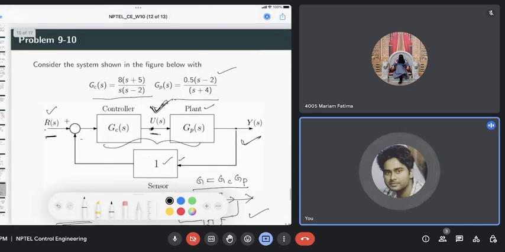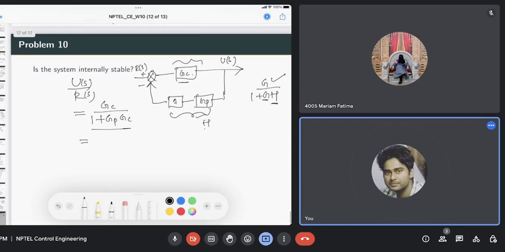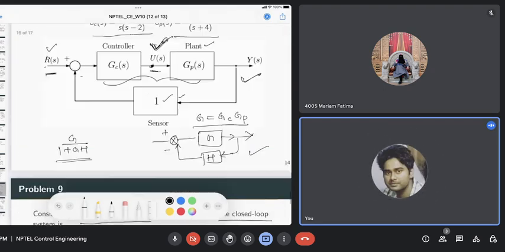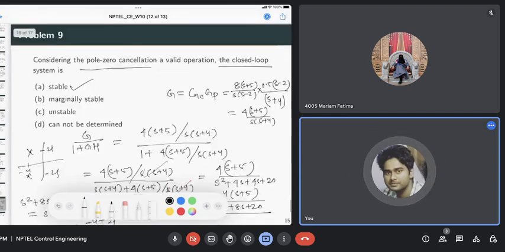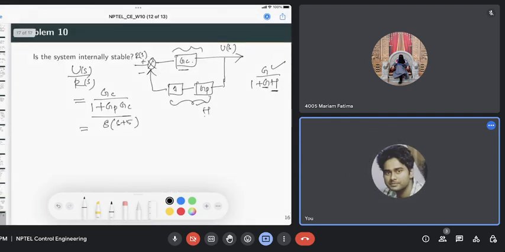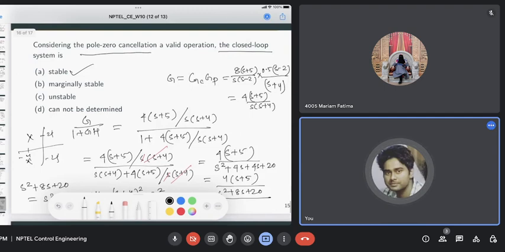Okay, the Gc value is 8 times (s plus 5) by s into (s minus 2), right? By s into (s minus 2). And this is 8 into (s plus 5) by s into (s minus 2). Anyway, we have computed Gp into Gc, right? So we can use this directly.